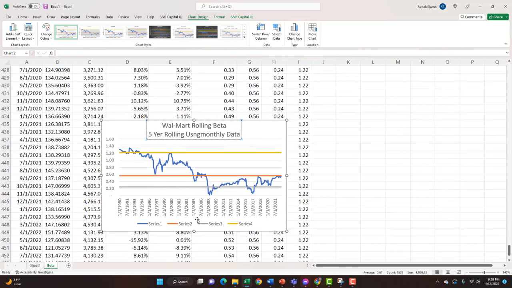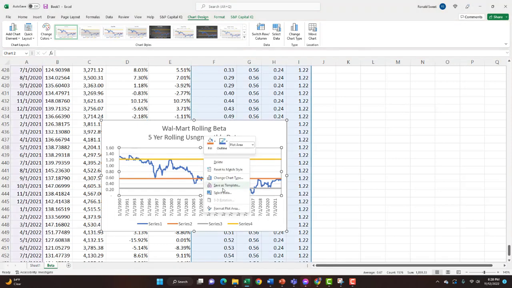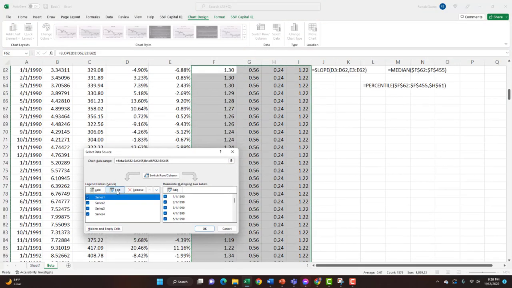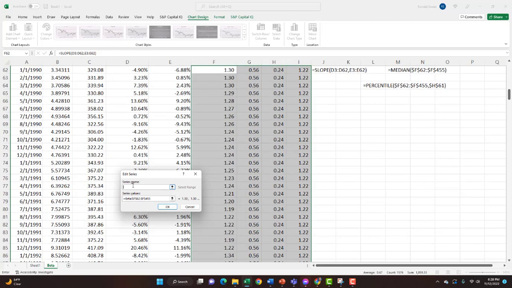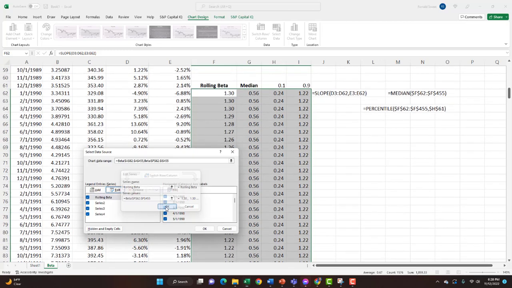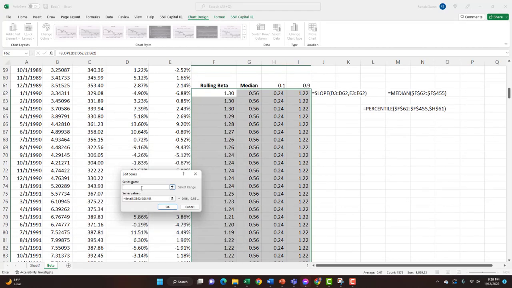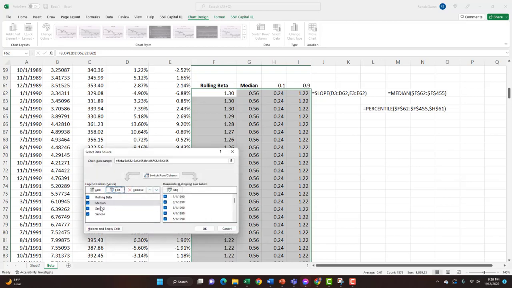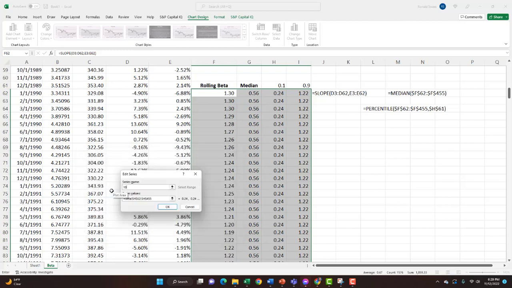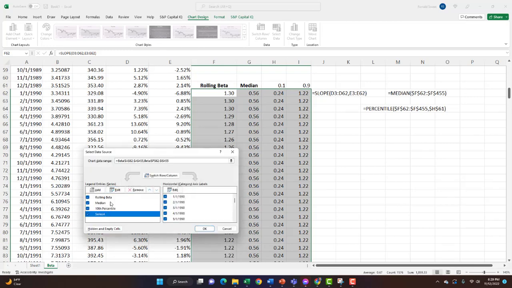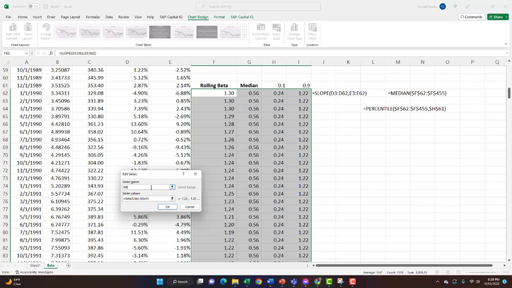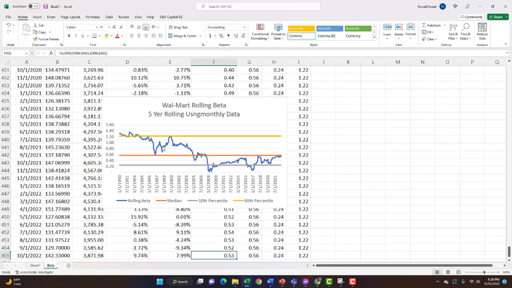And here's the data, so I can edit my titles. The first one is the rolling beta. The second one is the median, and do make sure you have good titles and formats for your graph. The third one is the 10th percentile, and the next one is the 90th percentile. And so here I have it.